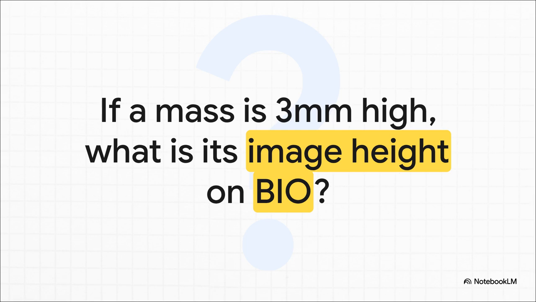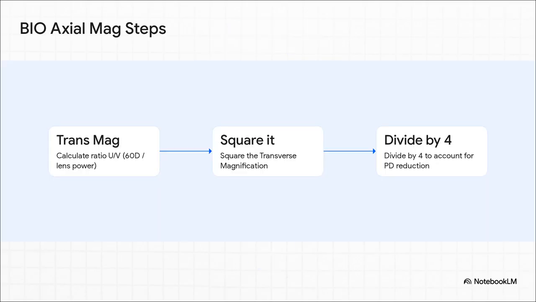Well, to answer this, we need to correctly calculate the axial magnification of our specific BIO setup. So, we're going to follow three highly structured steps to get our answer. Step 1. Find the transverse magnification. We do this by taking the ratio of the eye's power, that's U, to the lens power, that's V. Step 2, we square that transverse magnification to approximate the baseline axial magnification.